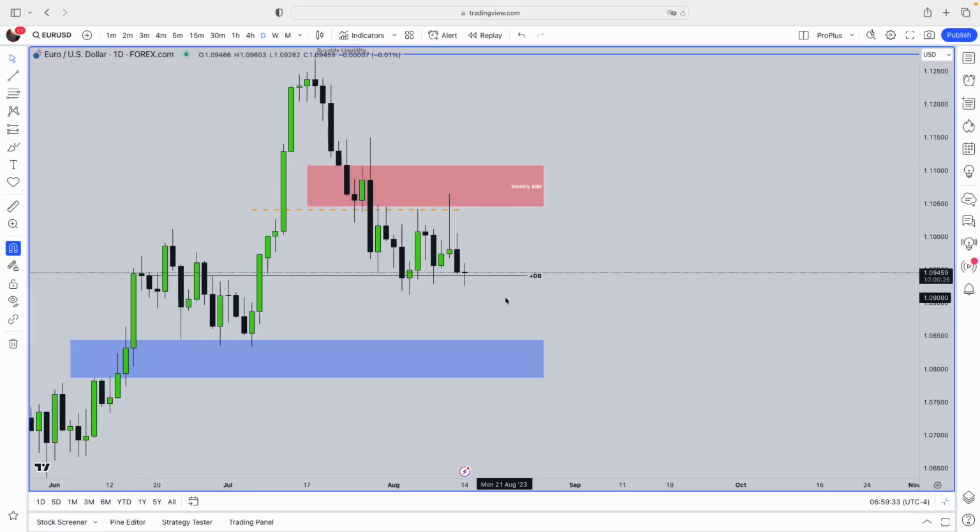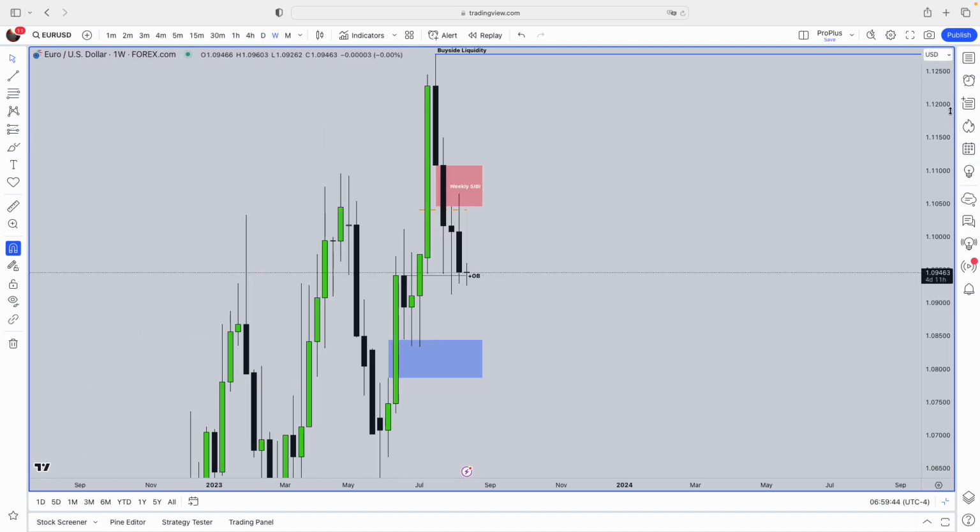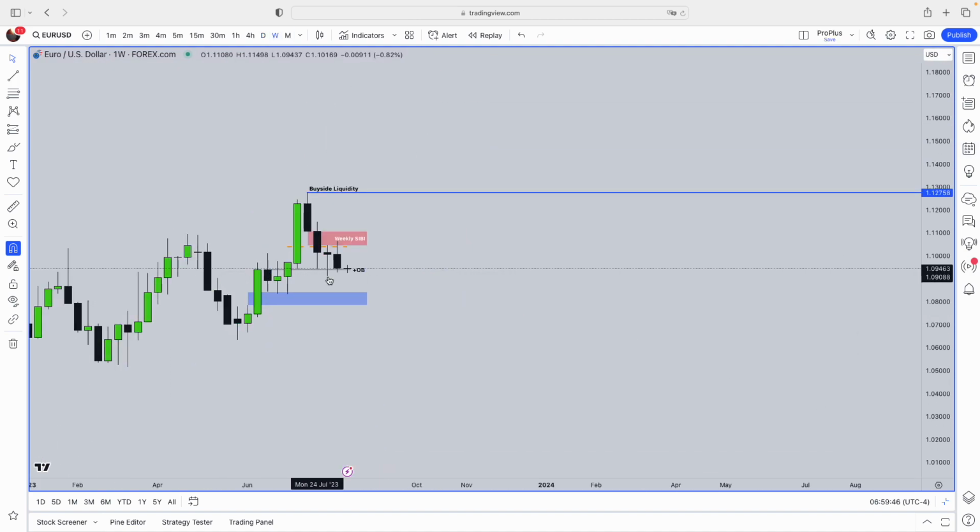Yo, so it is the 14th of August, it's Monday, and I'm just going to go through the prediction for the week for DXY and EURUSD. So let's take a look at the higher time frames, the weekly. Weekly is still bouncing off this bullish order block here.